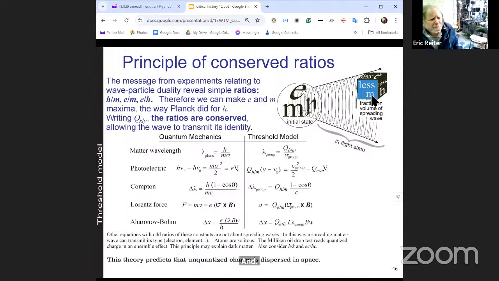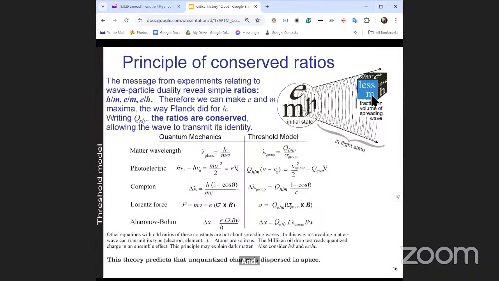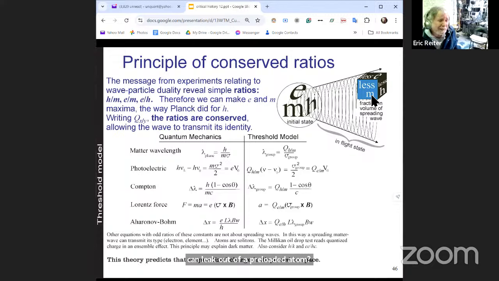What was your question again? The question was, does the threshold model suggest that energy can leak out of a preloaded atom? No, I don't expect it to leak. I expect that it only expresses itself when it reaches the threshold to give emissions. And that's the way our experiments show everything works.